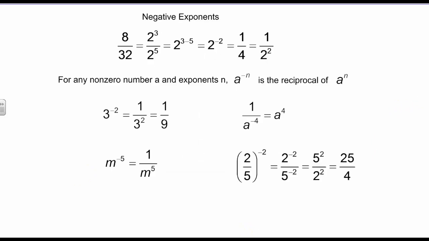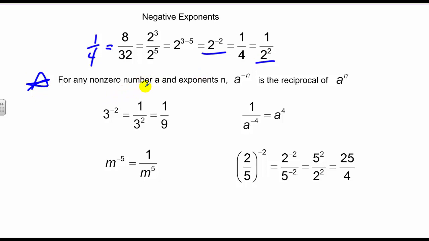When we talk about negative exponents, notice here we have 8 over 32, which is 2 to the third over 2 to the fifth, which is 2 to the 3 minus 5, or 2 to the negative 2. We know that 8 over 32 is the same as 1/4. So 1/4 must be equivalent to 2 to the negative 2. We know that 4 is equivalent to 2 squared. So 2 to the negative 2 must equal 1 over 2 squared. And in general, we can write a little rule for this.